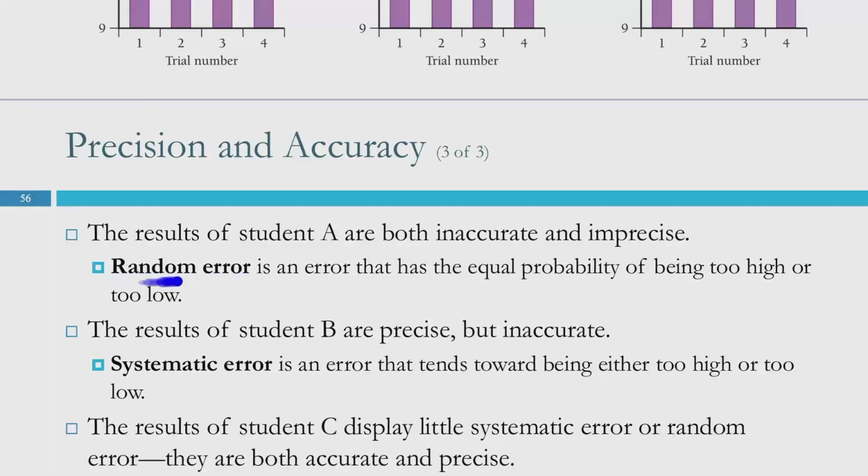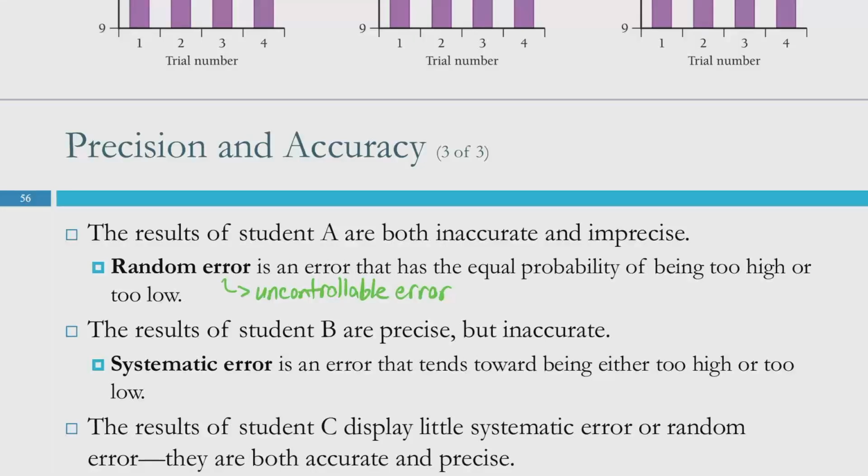Student A shows some random error. I mean, they all show some random error. But random error, one of the types of error, is essentially uncontrollable error. It's something that's out of our hands. There's always going to be a little bit of plus or minus for whatever reason. It's an error that has equal probability of being too high or too low.